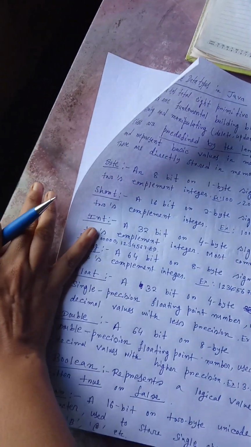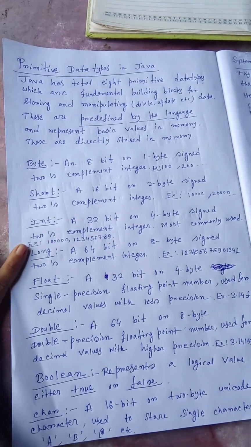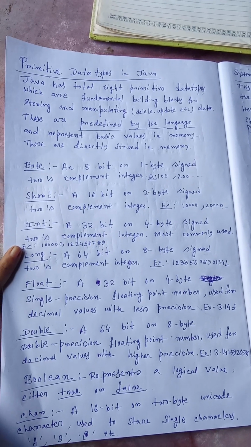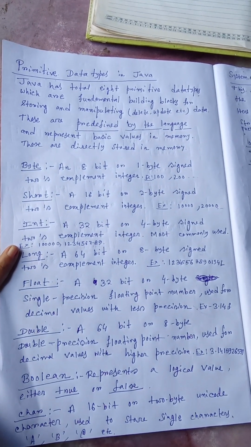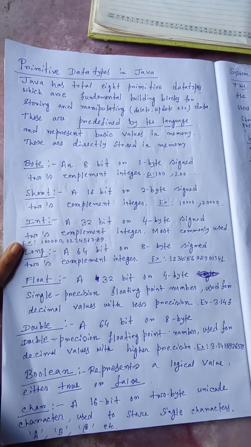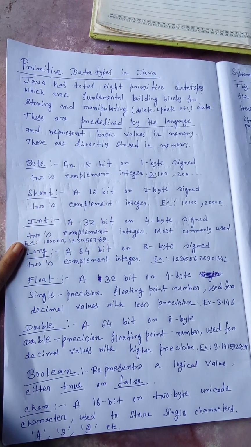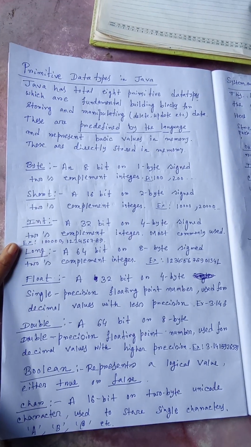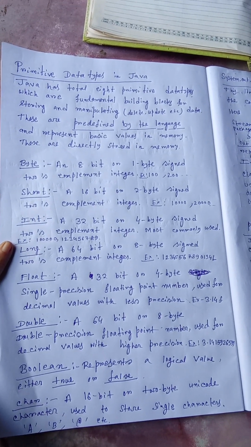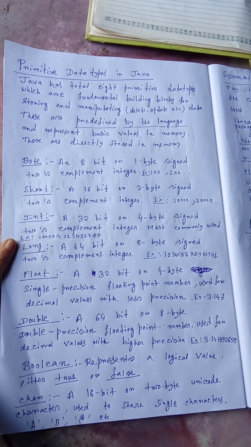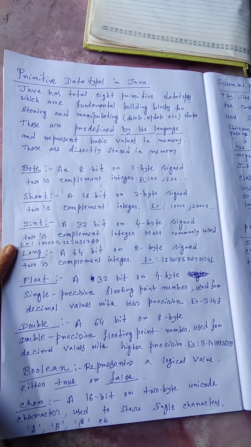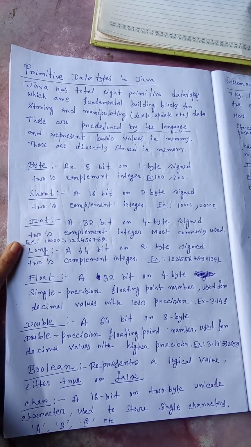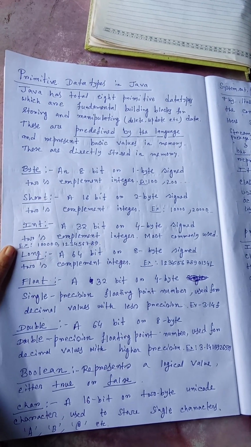Then comes boolean. We already discussed it in our previous lecture. Boolean can have only 2 values, either true or false, either yes or no. Boolean represents a logical value. Then comes the char data type. Char can store a 16-bit or 2 byte Unicode character, used to store single characters like A or B or C or ampersand etc.